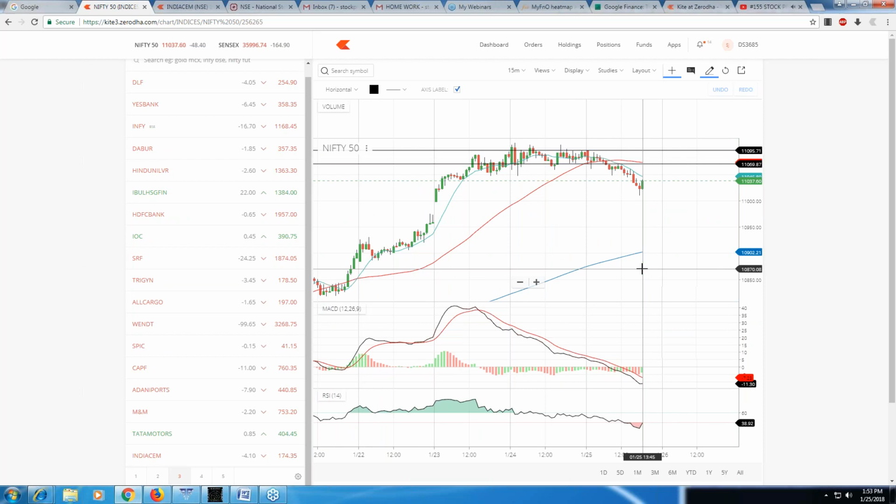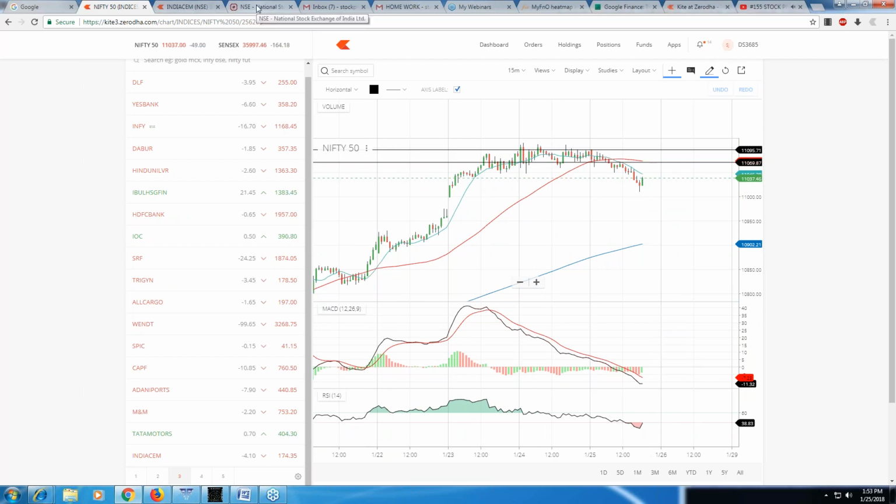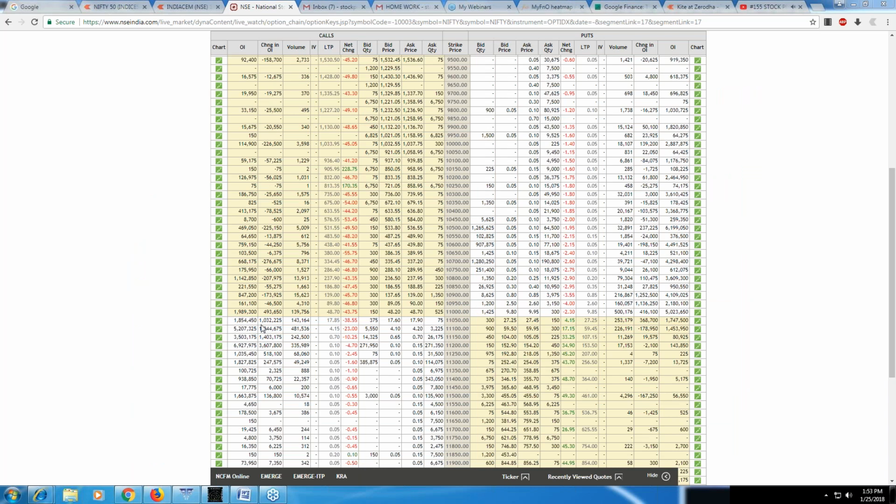But let's do one thing. Let's look into the option chain of Nifty. This is from some time back. Let's see what's happening in the option chain. There is call writing happening at all the levels, and there is put writing happening at the 10,950 level. Let me refresh it and see what's happening.